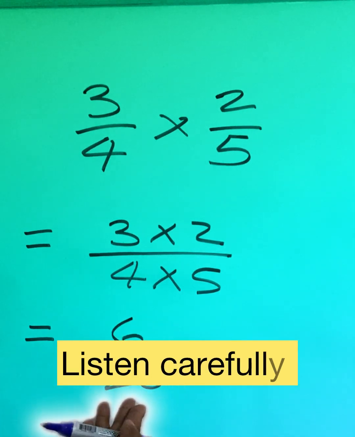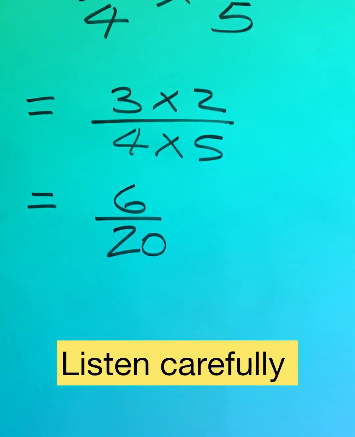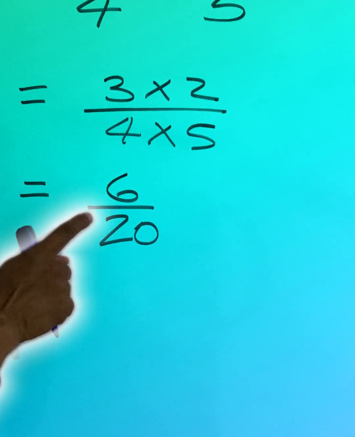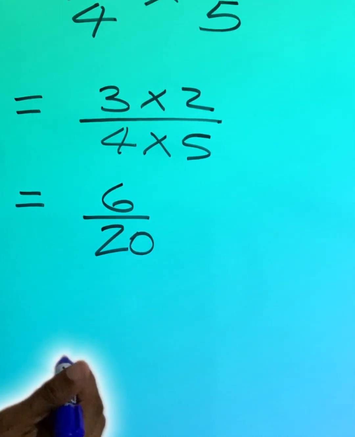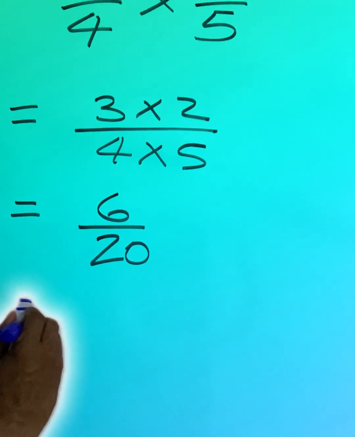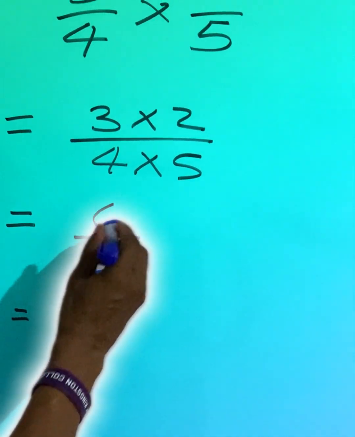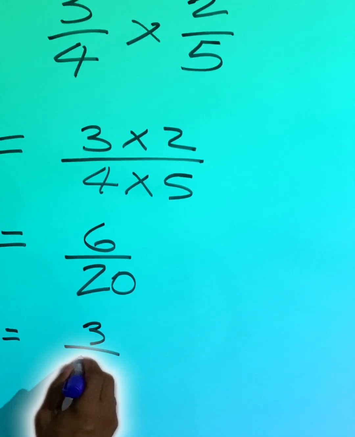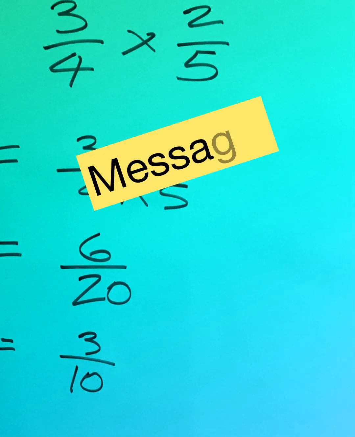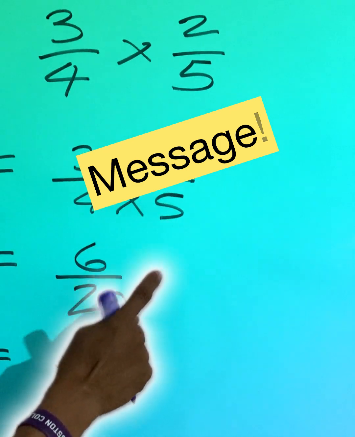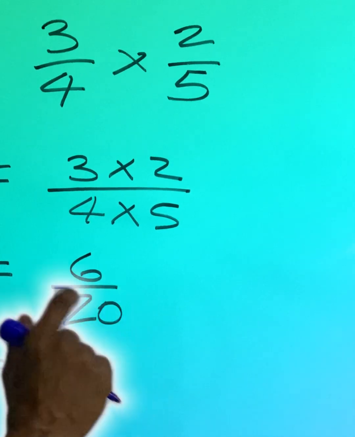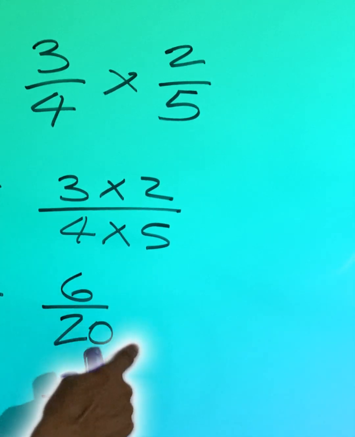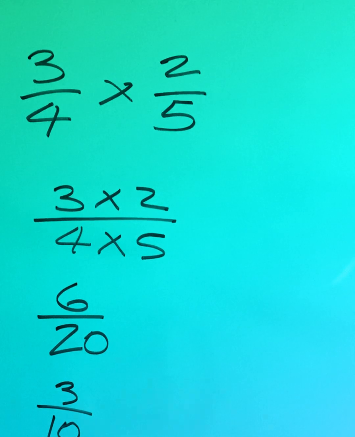Now if we look at this, we can break this down even further because we do have a number that can go into both the numerator and the denominator without leaving a remainder. And that number is 2. So 2 into 6 goes 3 times. 2 into 20 goes 10 times. So whatever you do to the numerator, you also do to the denominator. So the fraction remains the same. So 3/10 is the same thing as 6 over 20, and we call those equivalent fractions.